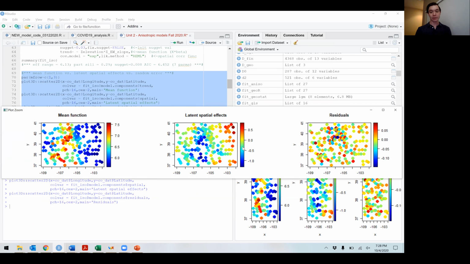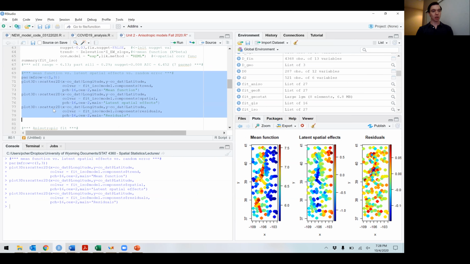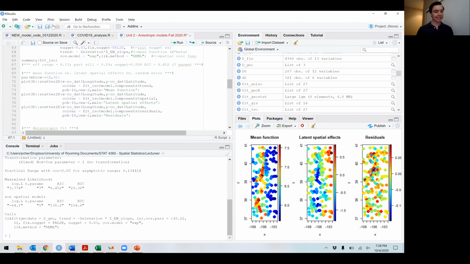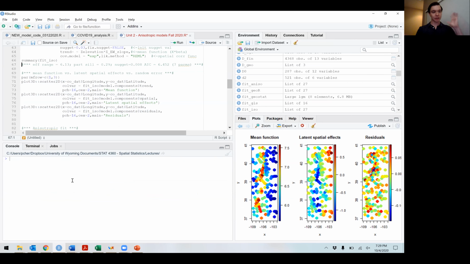We hope that the residuals in our rightmost panel do resemble white noise. And we have hard evidence to this effect by comparing the AICs of the non-spatial model and the spatial model. And of course, the spatial model beats the non-spatial model handily. All right, that's all isotropic.